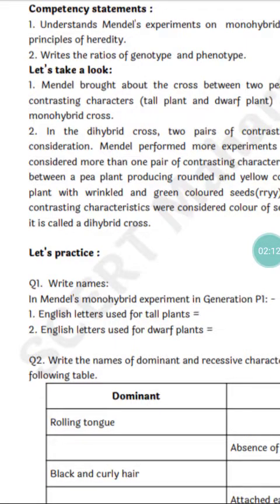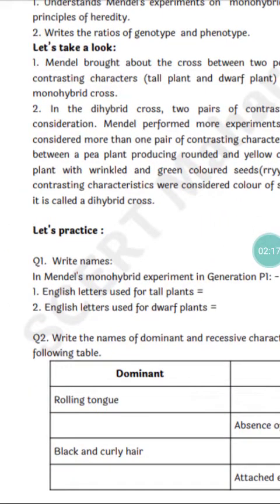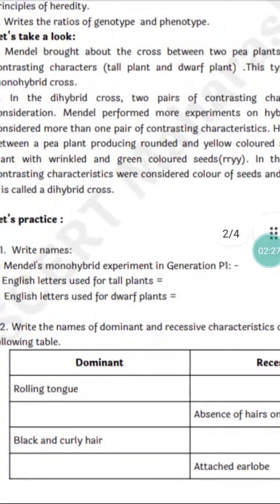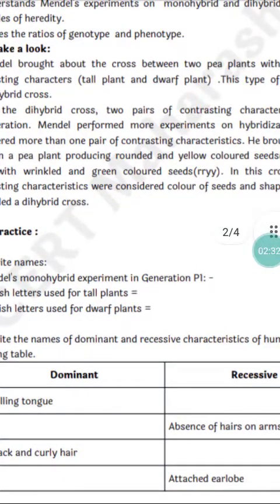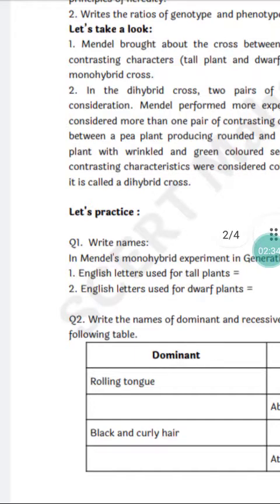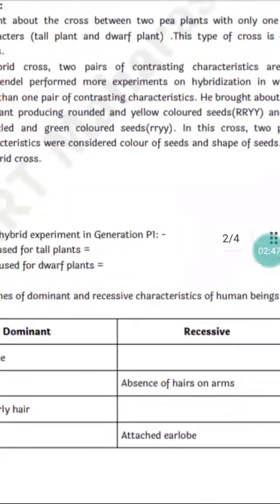Now we have to go through the practice. First question is given, that is, write the names. This part you have to write in the notebook. Write names in Mendel's monohybrid experiment in generation P1. P1 means the parental generation. And the English letter used for a tall plant is capital T. And the English letter used for the dwarf plant is small t. Capital T and small t.